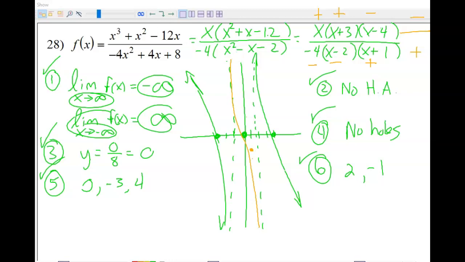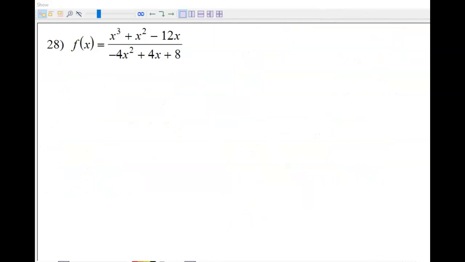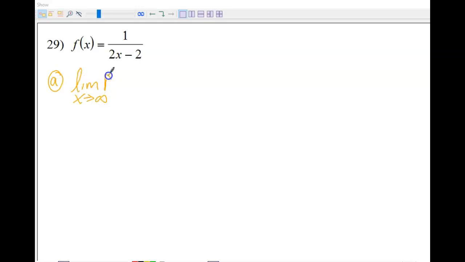All right, one more. 29. All right. Let's find out what happens at the far right of our function and what happens at the far left of our function. Let's start off with the far right. So this limit will be the same thing as this limit, where we just look at the first terms.